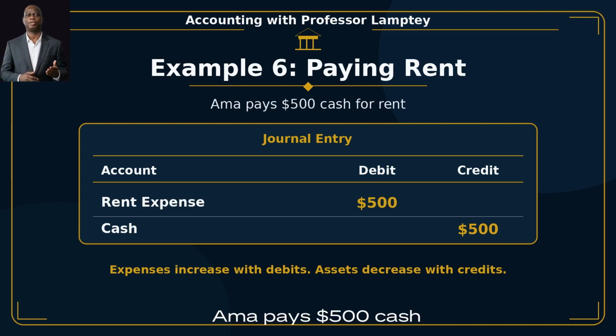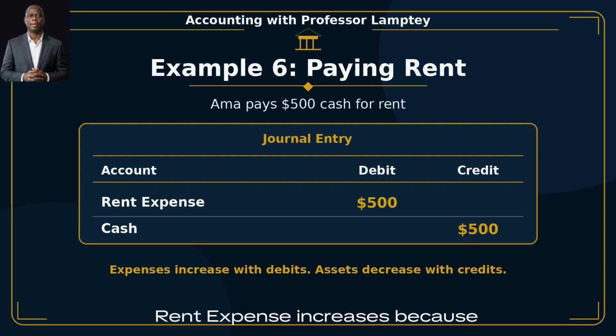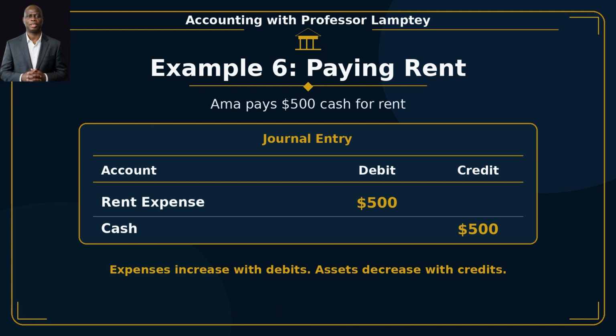Amma pays $500 cash for rent. The accounts affected are rent expense and cash. Rent expense is an expense. Cash is an asset. Rent expense increases because the business incurred rent cost. Cash decreases because the business paid cash.